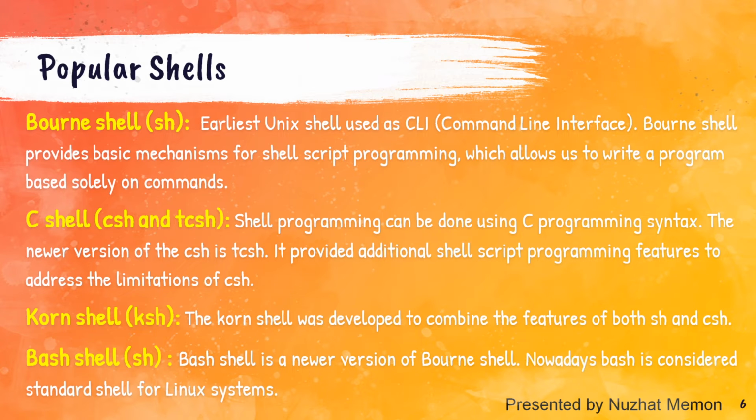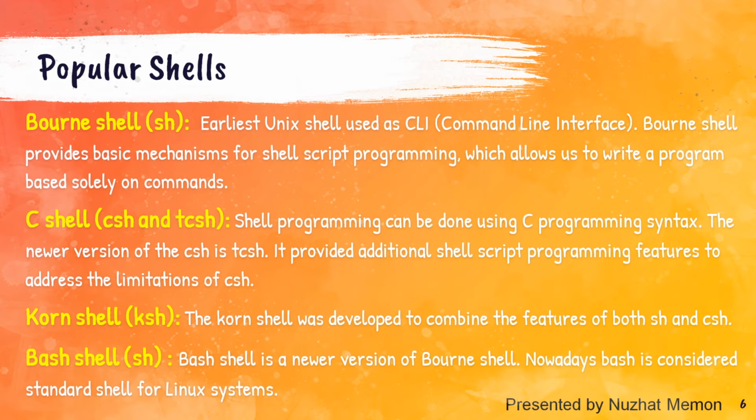Now, we will see four different types of popular shells. Bourne shell, and it is written as sh. It is the earliest Unix shell used as CLI, command line interface. Bourne shell provides a basic mechanism for shell scripting programming, which allows us to write a program based solely on commands. Bourne shell is specially used for shell scripting programming. When you are writing a program that's solely based on commands, you will write it in a bash form using shell scripting programming. That is covered in chapters 7 and 8. And Bourne shell is the earliest Unix shell.